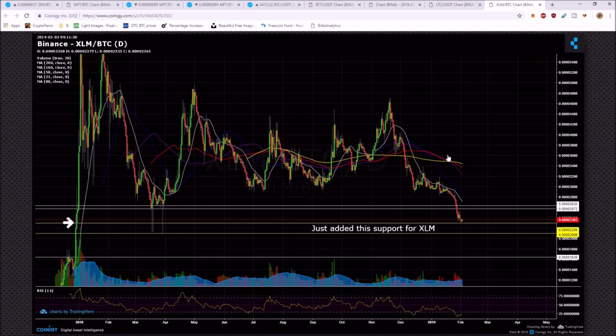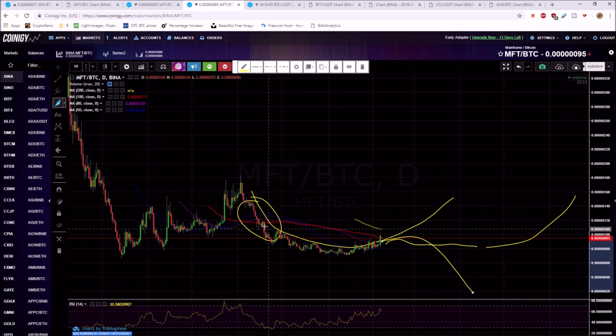If you're holding XLM here, this looks terrible. This is headed straight down. It's going to find some support here. It's going to turn around. But the key is when your opportunities are MFT, a nice bowl-shaped rounded bottom.